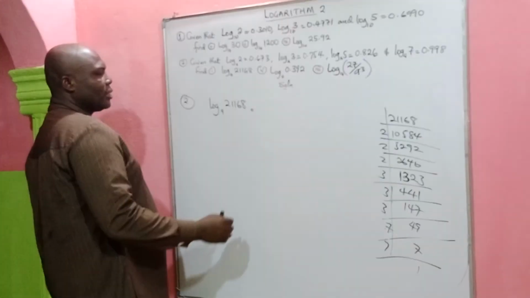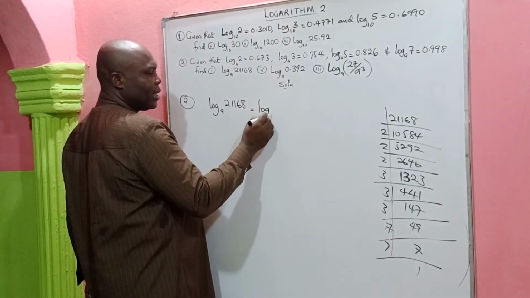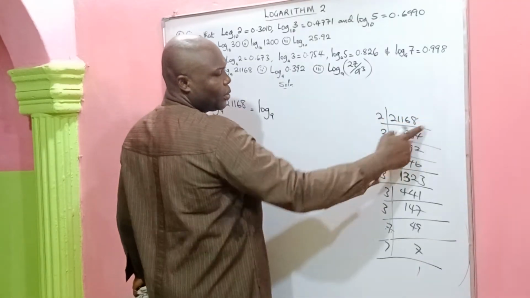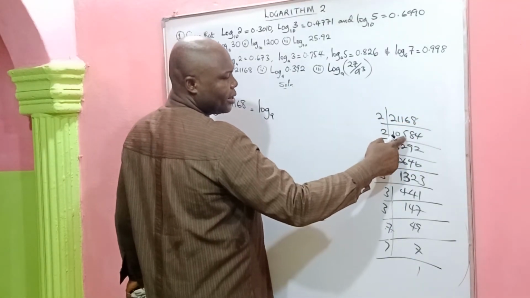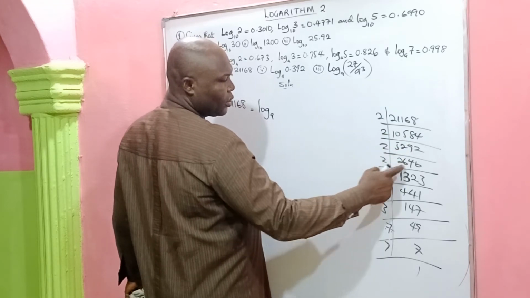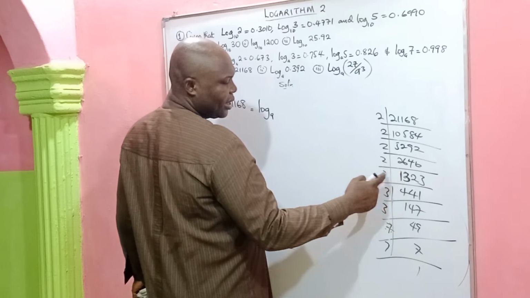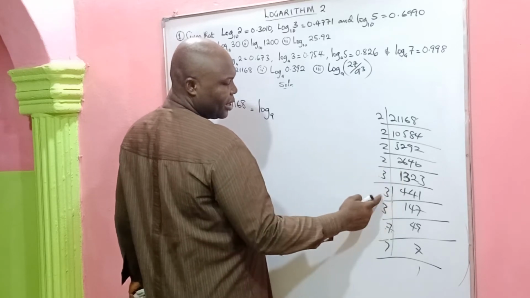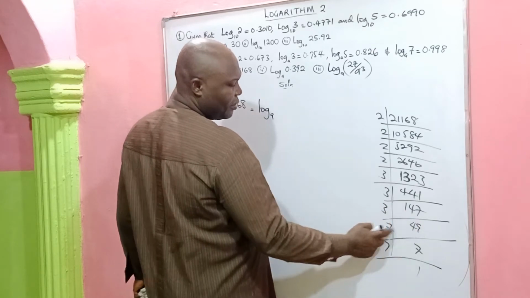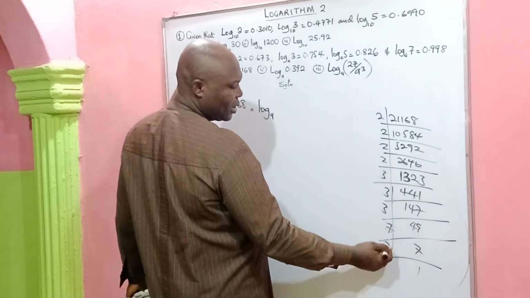So it means that this will be the log to base A of 2. 2 into this will give us this. 2 into this will give us this. 2 into this will give us this. 2 into this will give us this. 3 into this will give us this. 3 into this will give us this. 3 into this will give us 49. 7 into 49 will give us 7. 7 into 7 will give us 1.